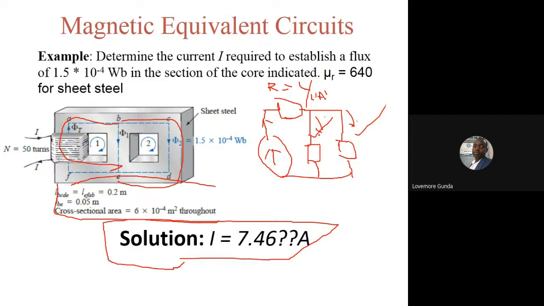Okay, I hope you snapshot that. So that is our equivalent circuit, which I was drawing. Reluctance, that reluctance, and the other reluctance.